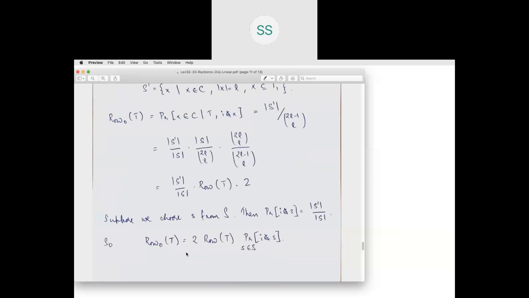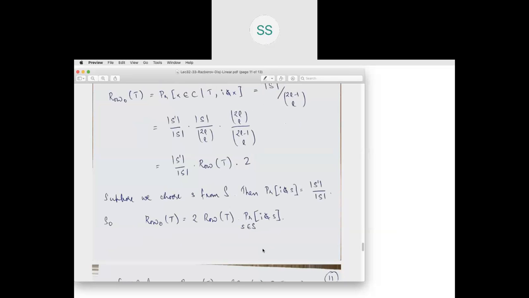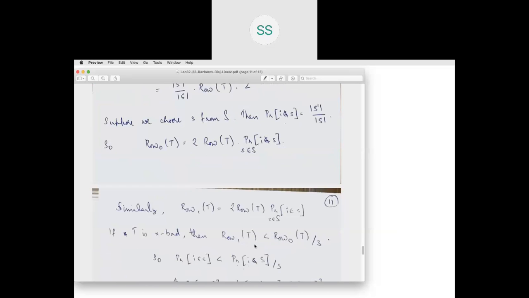We have already seen rho 0T is twice rho T times S prime divided by S. Now we can replace S prime divided by S with the probability of I not in s, where the probability is taken over all the small s coming from capital S. Till now it's been all probabilities and setting up stuff. Now let us slowly get into the proof.